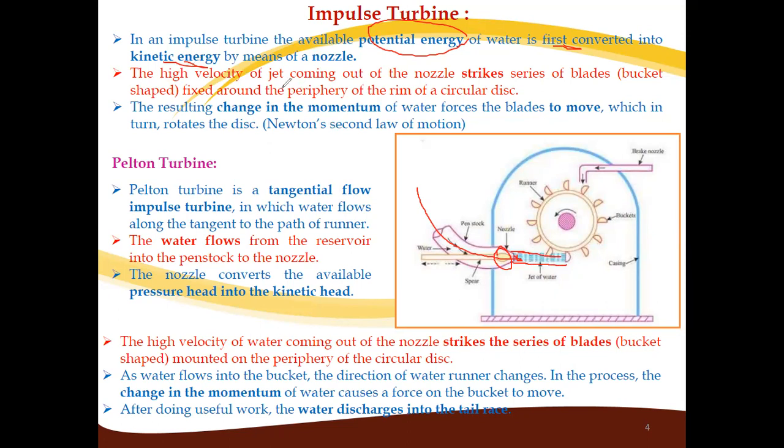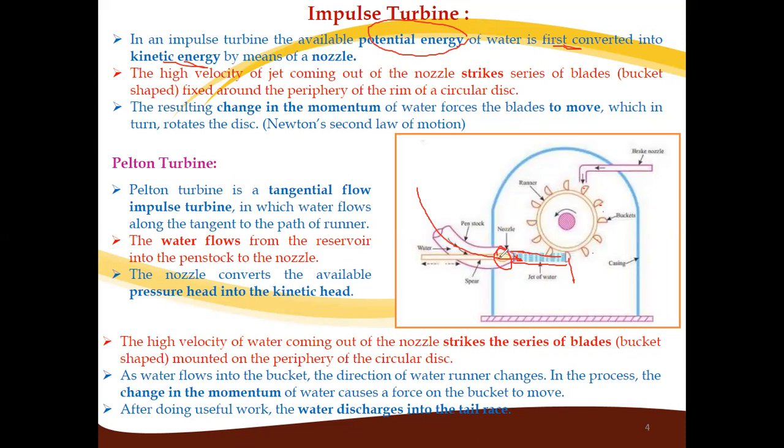The high velocity jet coming out of this nozzle directly strikes a series of blades. These are the number of blades, or series of blades, also called buckets. They are fixed around the periphery of the rim of the circular disc, which is also called a runner. So they are fixed on the outer periphery of the runner.